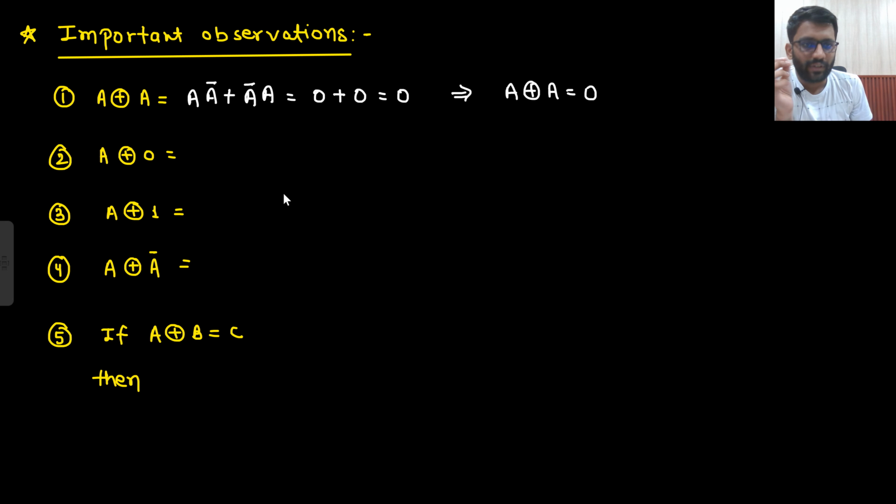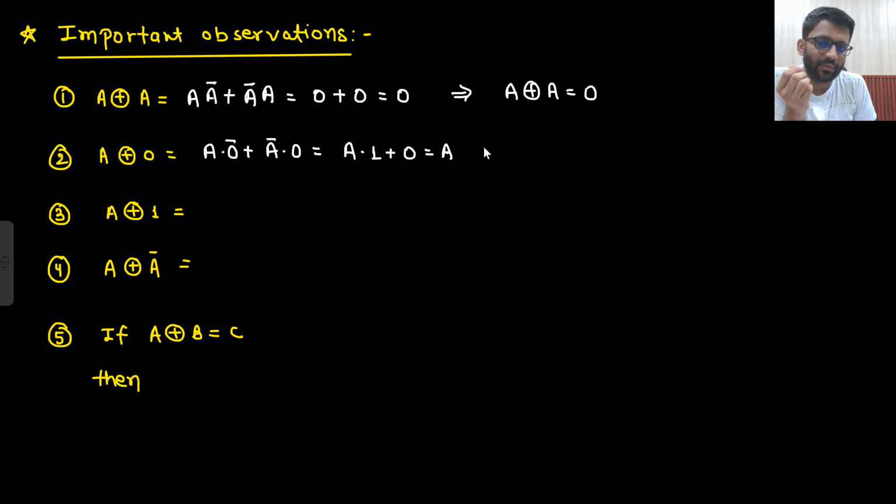A XOR 0. Take XOR as plus only. So A XOR 0 will be 0. Or you can take it in this manner. First as it is, bar of the second one, plus bar of the first one and second as it is. So A into 0 bar will be 1, plus A bar into 0. A bar into 0 will be 0. So that would be equal to A. Basically A XOR 0, 0 goes in, so it would become A only.